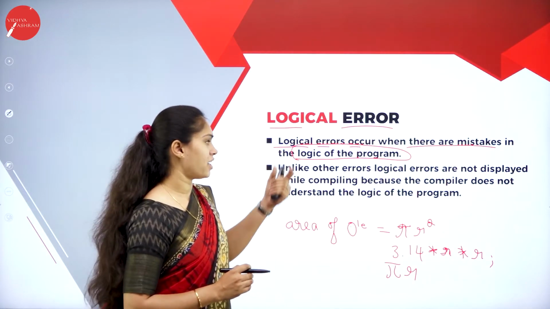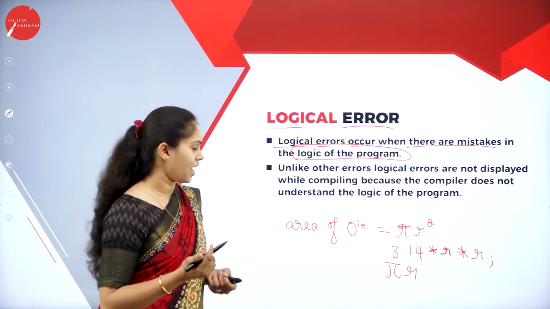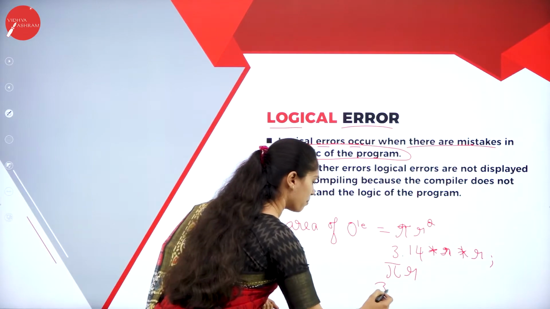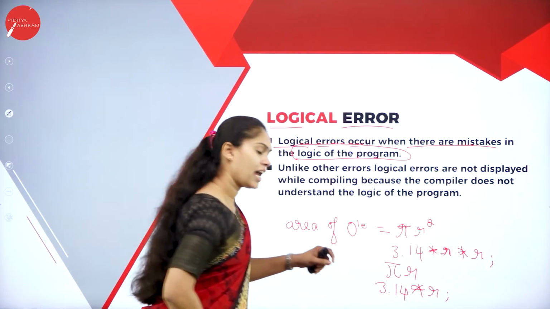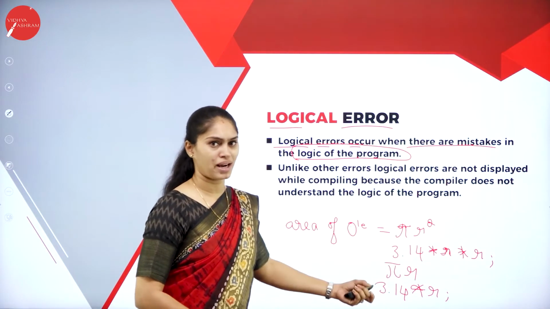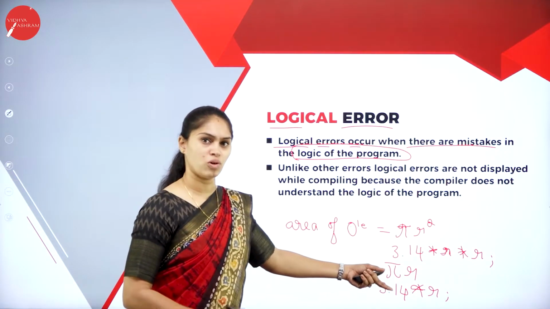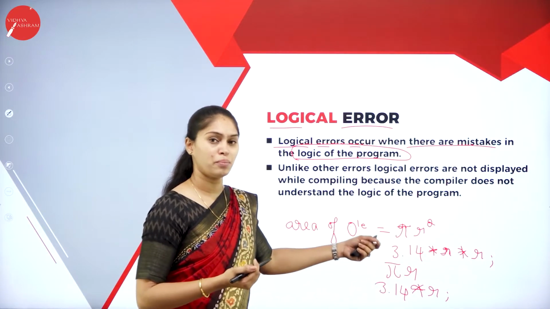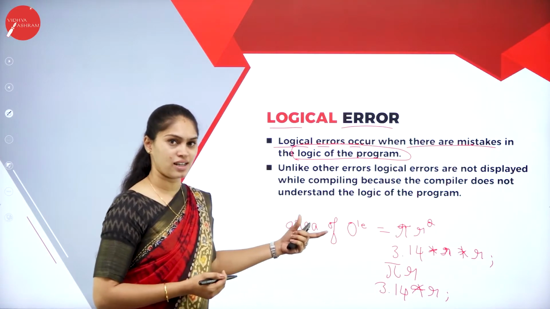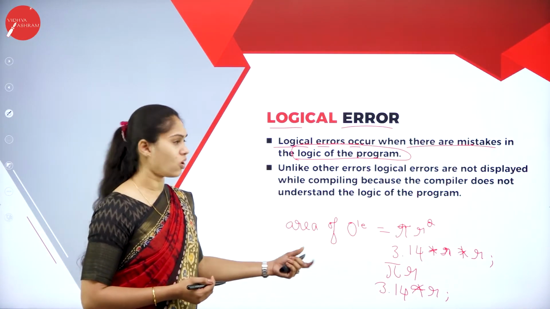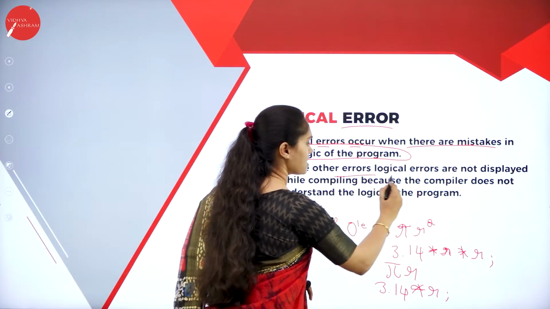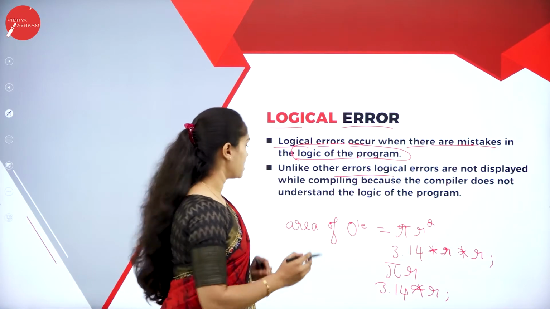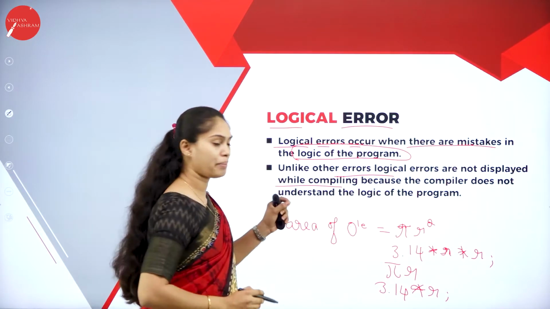That kind of error is known as a logical error. Whatever value I have given for r will be multiplied with 3.14, but it will not give me the proper area of a circle. These kinds of errors are known as logical errors. Unlike other errors, logical errors are not displayed at the time of compilation.